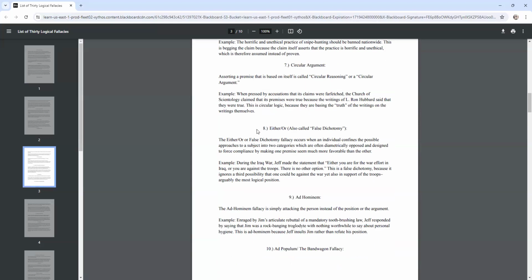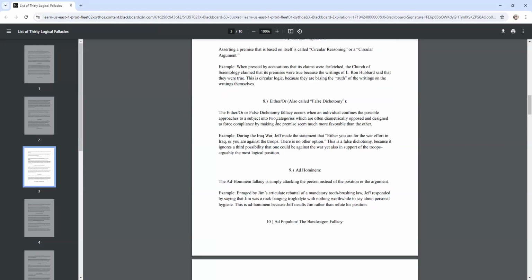Number 8 is the either or, also called the false dichotomy. The either or false dichotomy fallacy occurs when an individual confines the possible approaches to a subject into 2 categories, which are often diametrically opposed and designed to force compliance by making one premise seem more favorable than the other. Example, during the Iraq War, Jeff made the statement that either you are for the war effort in Iraq or you are against the troops. There is no other option.